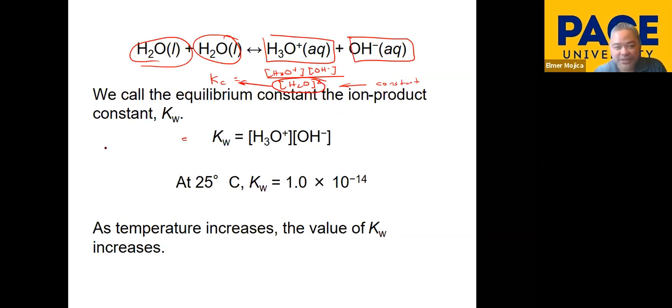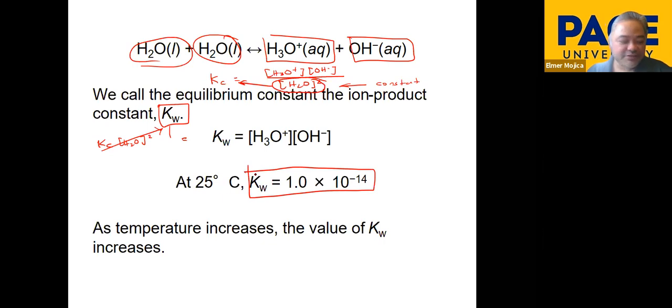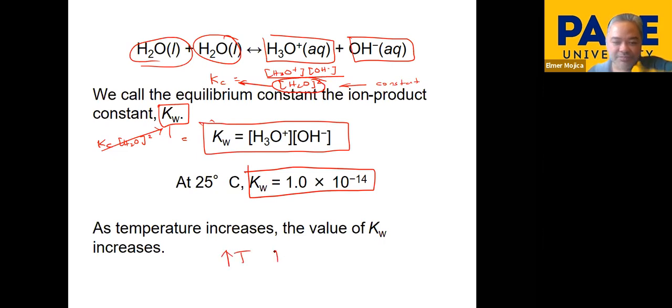So Kw is really Kc times H2O squared. They just become the so-called Kw. They found out that at 25 degrees Celsius, the value of your Kw is 1.0 times 10 to the negative 14. So Kw is just the product of the hydronium ion and hydroxide ion concentrations. And as temperature increases, the value of your Kw also increases.